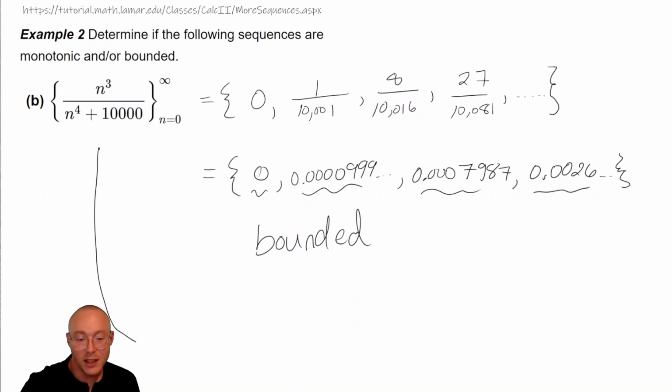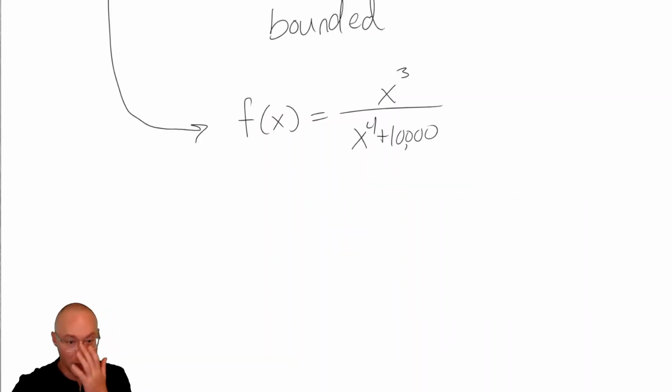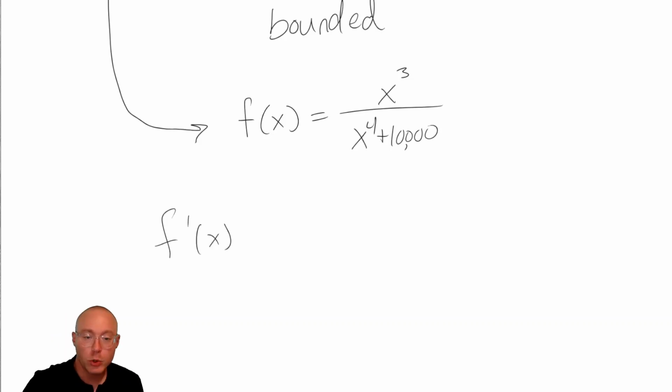So let's take this sequence and look at it as if it were the function f of x equals x to the third over x to the fourth plus 10,000. All right, now that we've got this, let's find the first derivative of this function. Now, in order to find its derivative, we're going to have to use the quotient rule.